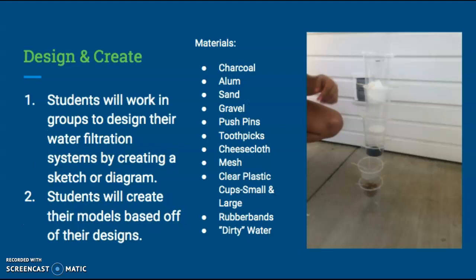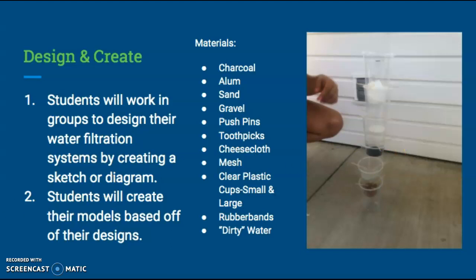So they'll be working in groups, and when they are working in their groups, they'll design a water filtration system by creating a sketch or diagram, and then they will create that model based off of their design. Over here to the right is my design. I have the cheesecloth, and then the alum, and then the charcoal, and then the sand, and then the gravel, and I have them held up by toothpicks.